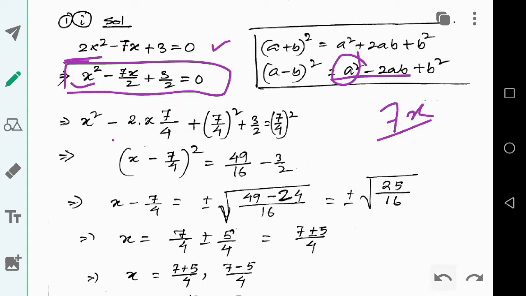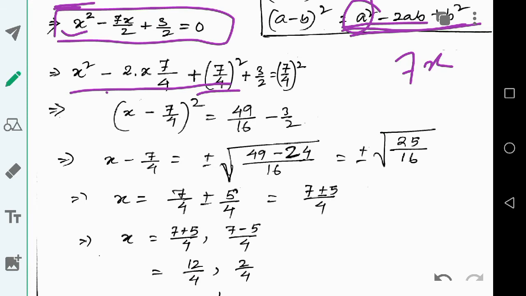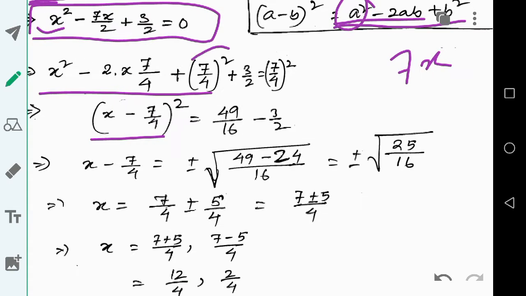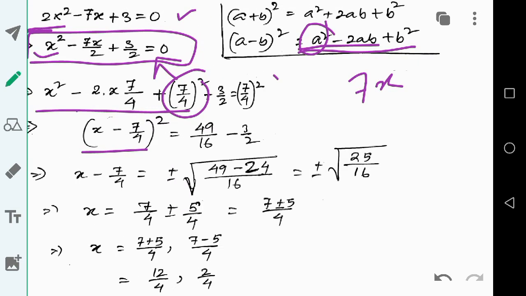Then according to this formula, b square is 7 by 4 whole square. Now this is in the form a square minus twice ab plus b square, so that's why it is a minus b whole square. So from this part I have got x minus 7 by 4 whole square. As you can see, this term was not present in this equation, that's why I have written the term on that side also. That means we have added 7 by 4 whole square on both sides of this equation.